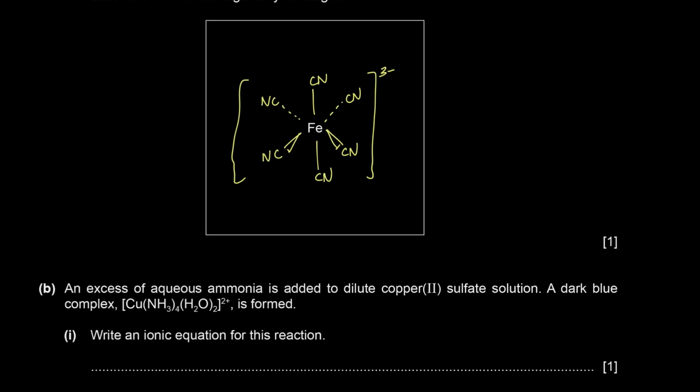An excess of aqueous ammonia is added to dilute copper 2 sulfate solution. A dark blue complex is formed. Write an ionic equation for this reaction. So what you have over here is an aqueous solution. You have Cu(H2O)6 2+.